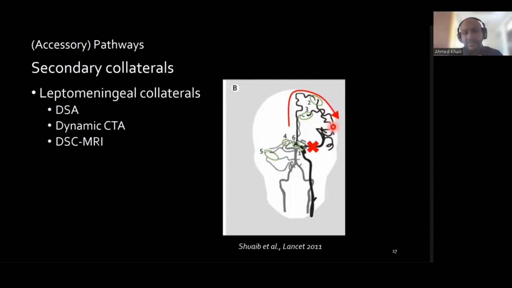And the key thing to remember is that this all sounds very nice, very useful, but the thing to keep in mind about collaterals is that they vary a lot between people. So the extent and the efficiency of these anastomoses vary a lot based on age, based on different cerebrovascular risk factors, based on different genetic factors. So without being able to image these things, there's no way of telling in much detail how good a specific person's collaterals are.